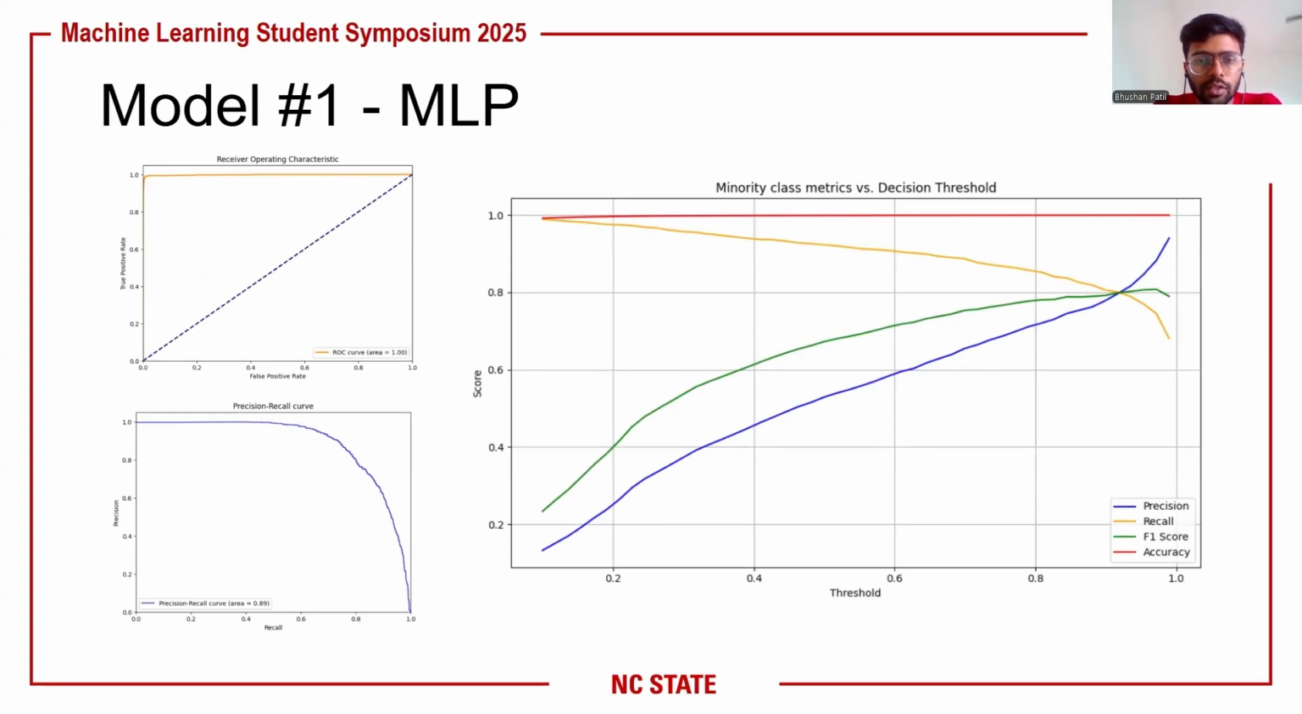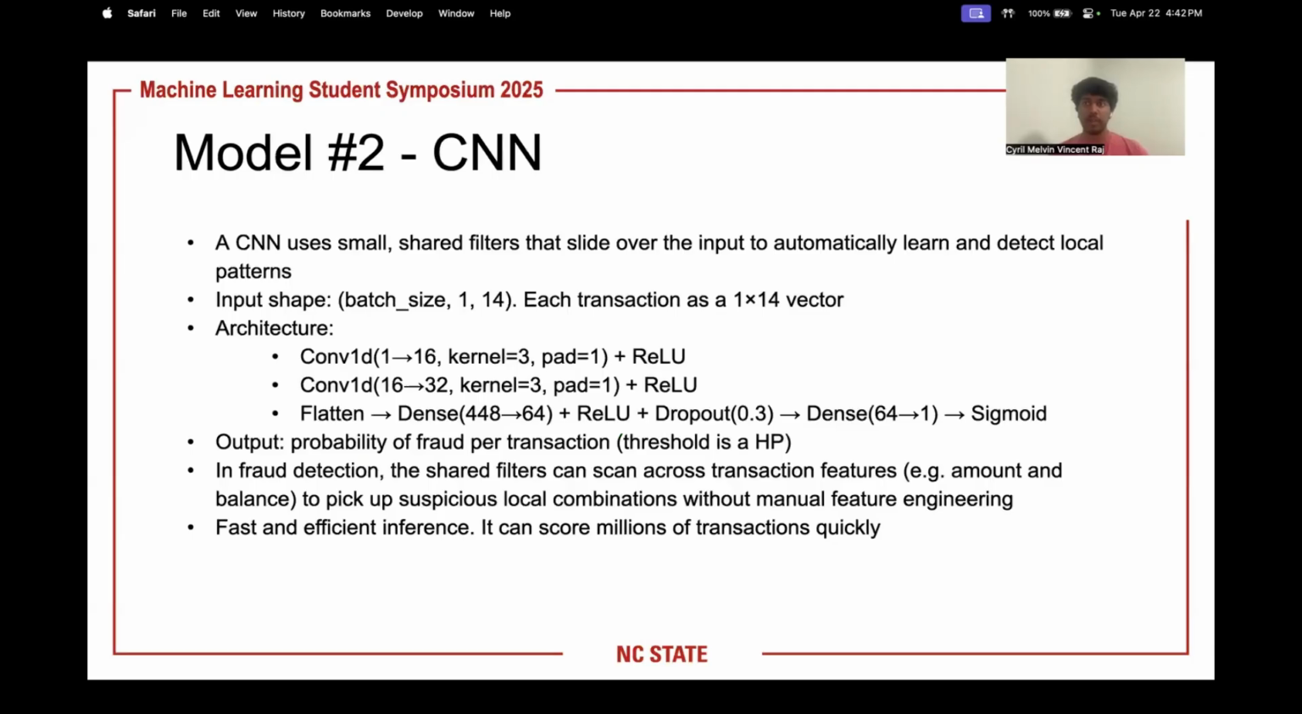Here are the evaluation plots for the MLP. The ROC AUC is 1, meaning near perfect separation between fraud and non-fraud. The PR curve shows strong performance on fraud with a PR AUC of 0.89. On the right, the threshold tuning plot, I tested cutoffs from 0.1 to 0.99 and picked 0.82, which gave the best F1 score.